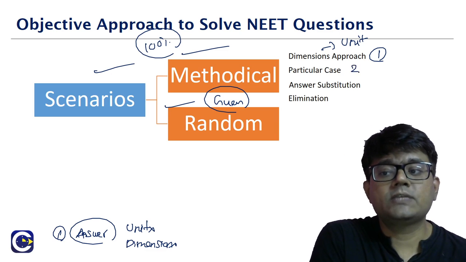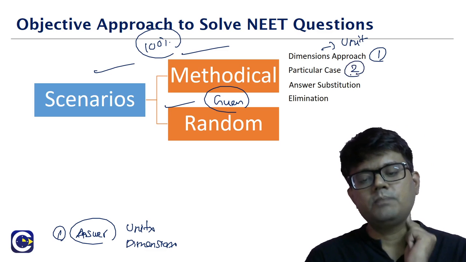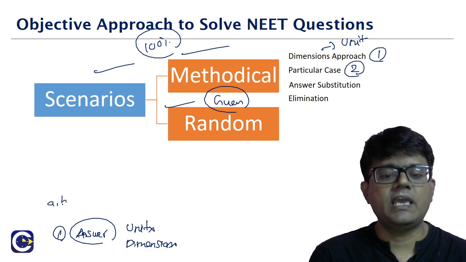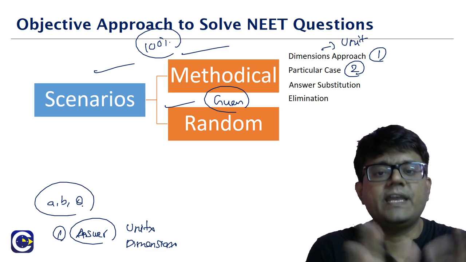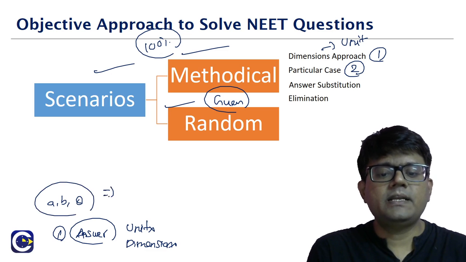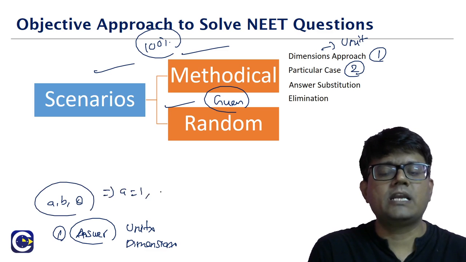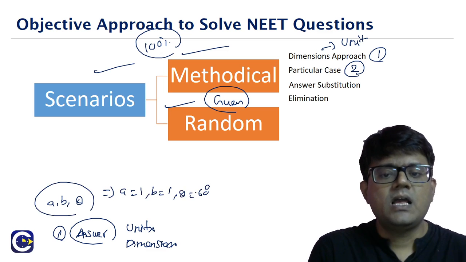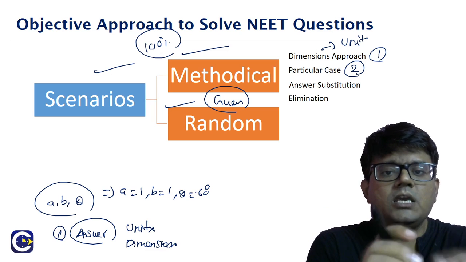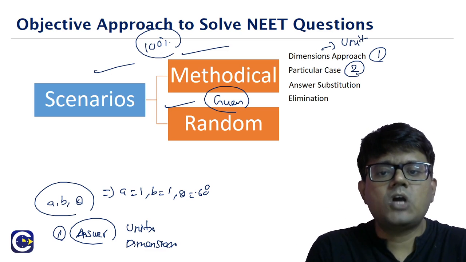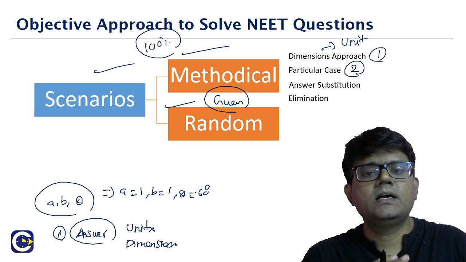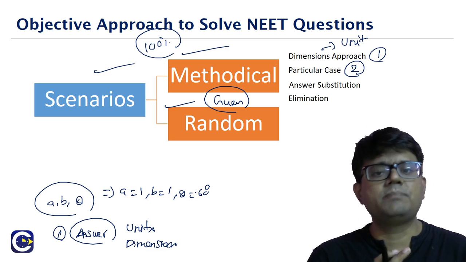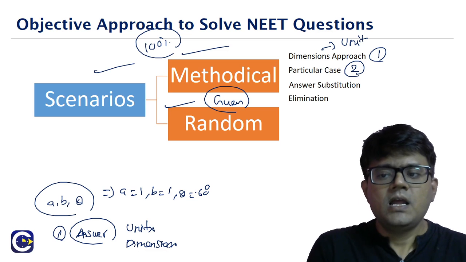The second approach is what we call the particular case approach. They give a question in which we have variables like a, b, theta. We take particular values, like a equal to 1, b equal to 1 and theta equal to 60, whatever it is. Whichever option satisfies the correct relation with these values will be the answer. We will see examples for each of these approaches.